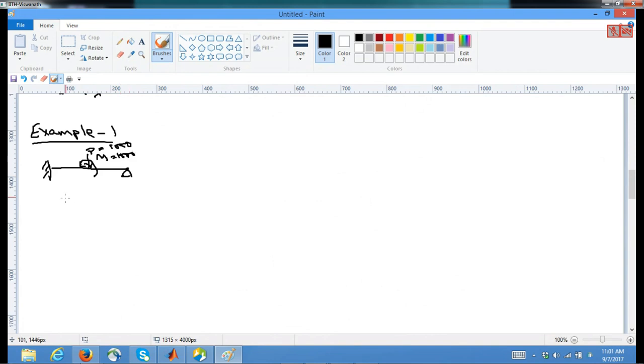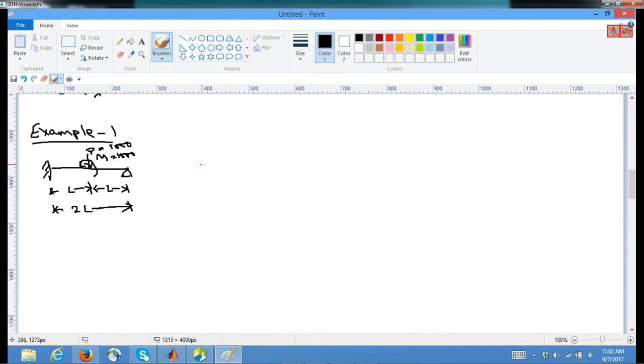acting at a distance L. This is L. So this was the beam, these were the boundary conditions. This is a fixed end boundary condition. So what we are doing is trying to solve this using the finite element method.